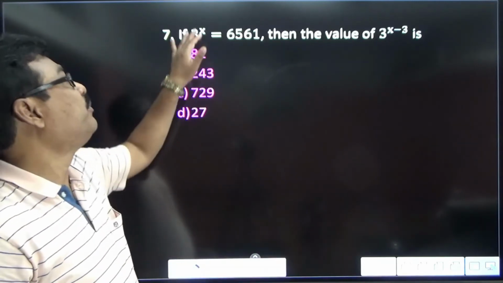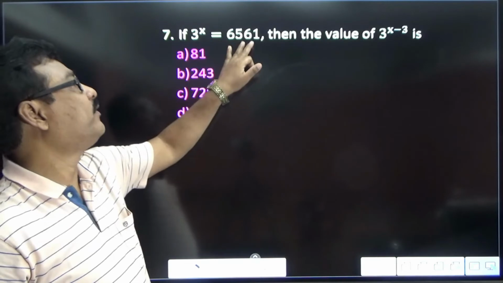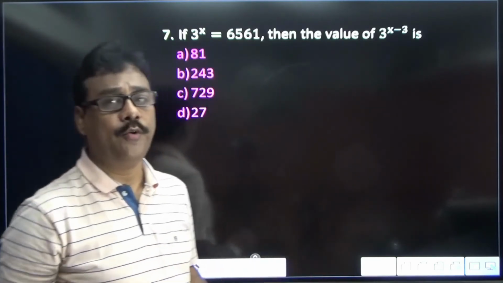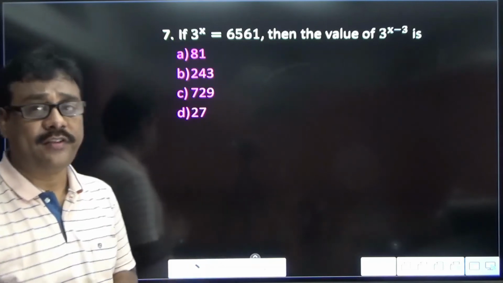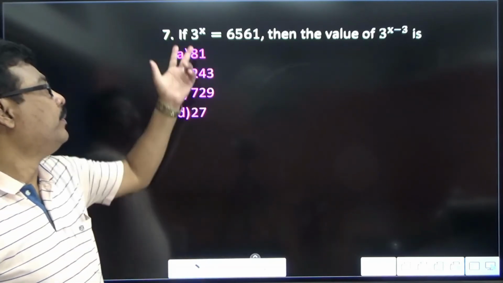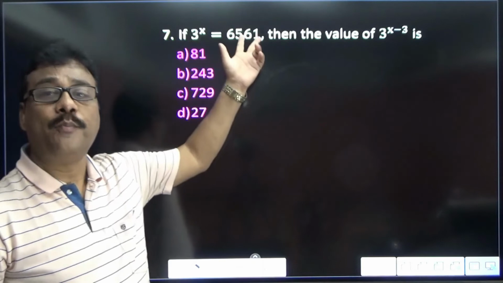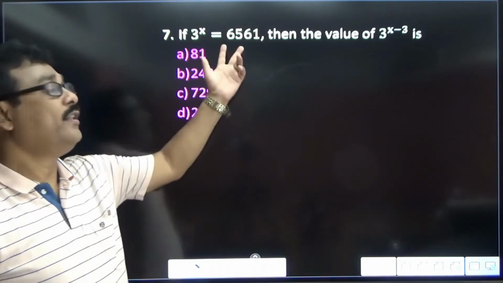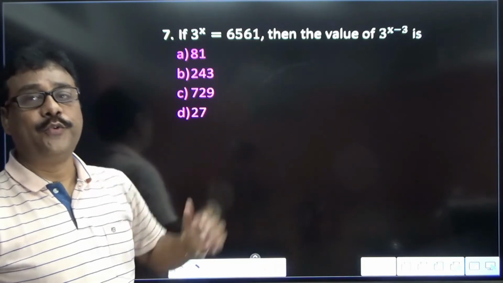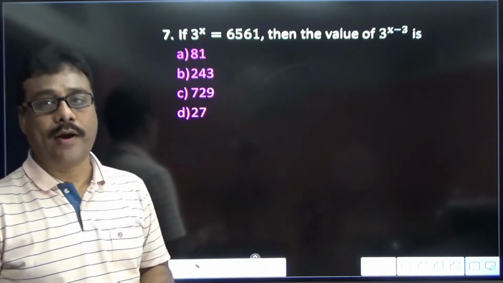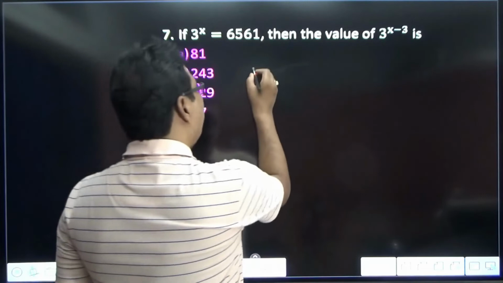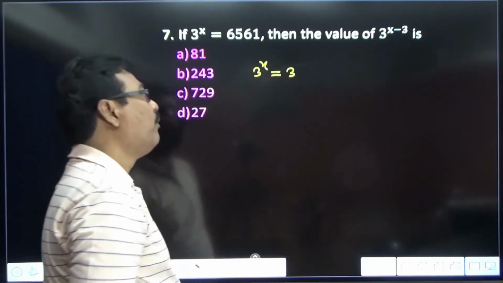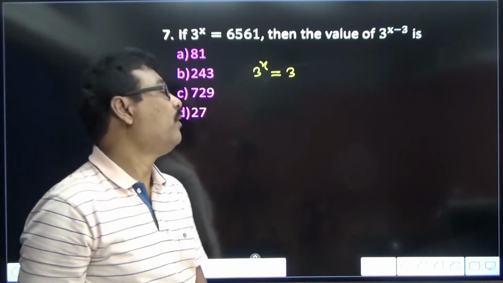Next question is 3 to the power x is equal to 6561. Then find the value of the given expression. I already told you, children, what to do in this type of question. This is 3 to the power x. I have to make the base 3, so you can find the factors of this number to see it is 3 to the power what?